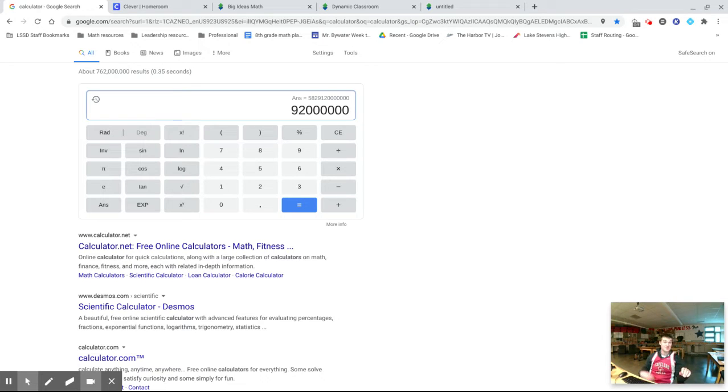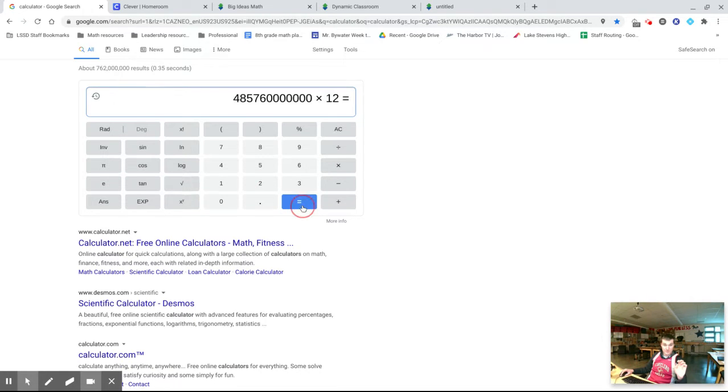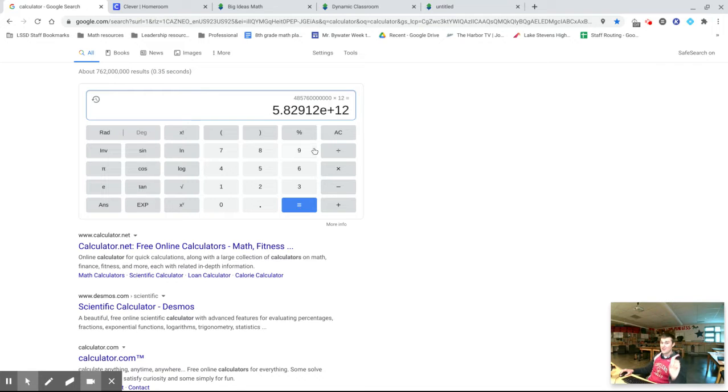Let's do a little math here. There's 5,280 feet in a mile. So I'm going to multiply this times 5,280, which is already a huge number. So that's how many feet we're looking at between here and the sun. There's 12 inches in a foot. So let's multiply by 12, and I get this number, 5.82912 e to the 12.